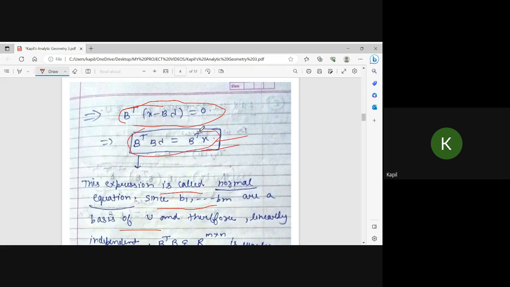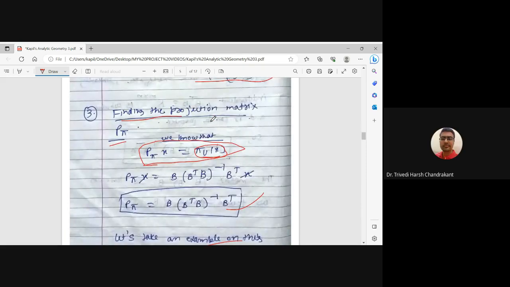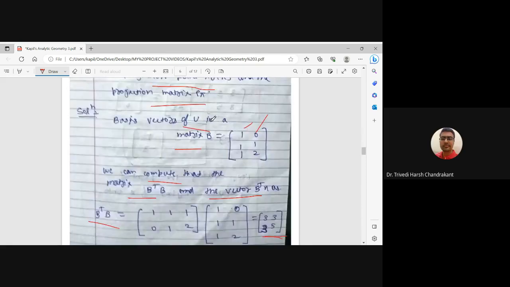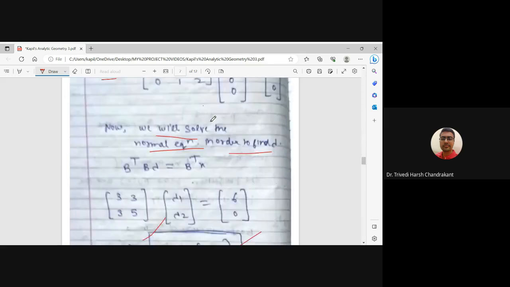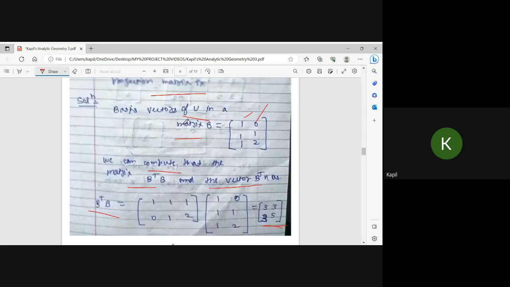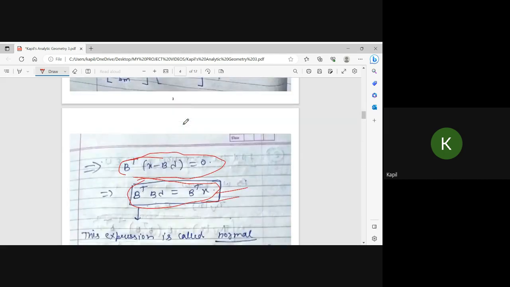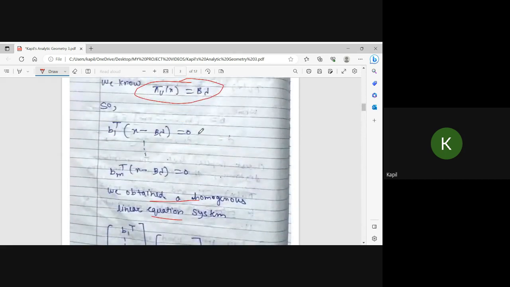We got this. Yes, sir. Go to the last equation, last page. See how this equation came, that we want to understand. This equation comes from the linear equation system of these two. This equation comes from the property of orthogonality.